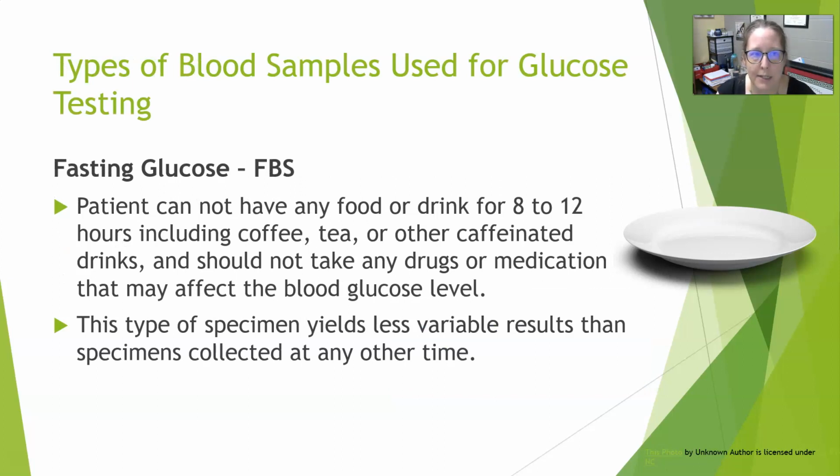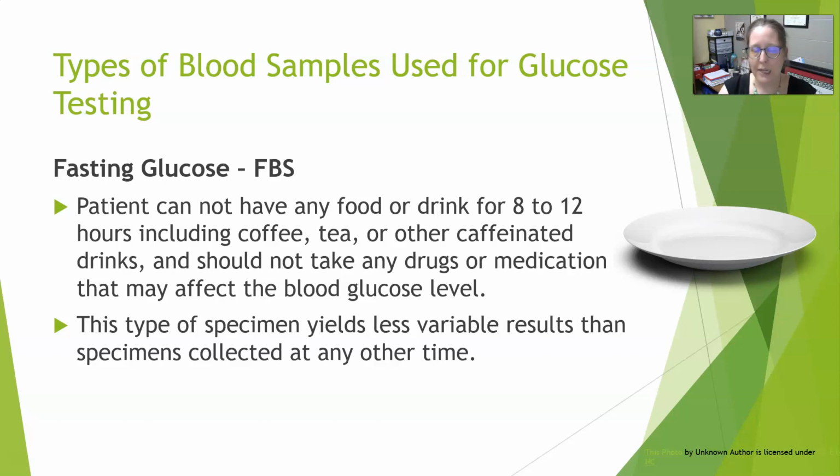So let's talk about the types of blood samples that can be used for glucose testing. First and foremost, and most accurate, is the fasting glucose. So the patient cannot have any food or drink for 8 to 12 hours, including coffee, tea, or other caffeinated drinks. They should not take any drugs or medications that could affect their blood glucose level.